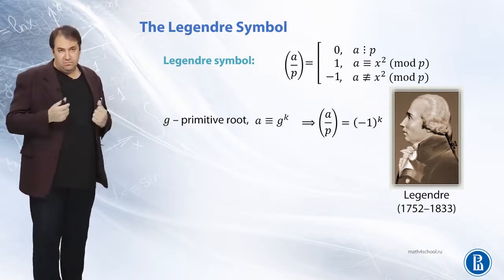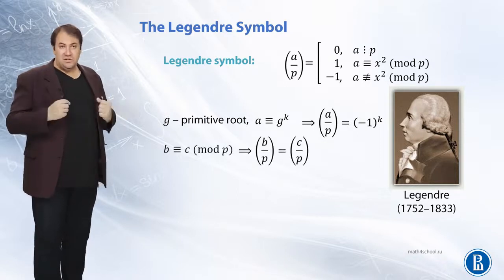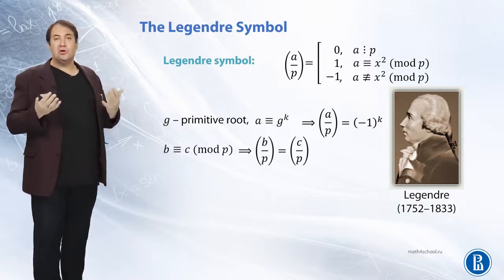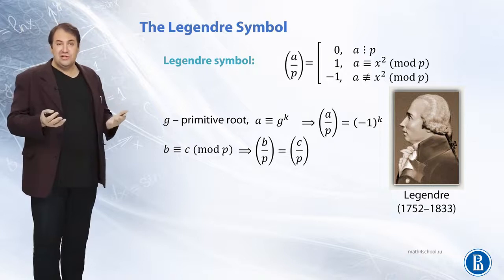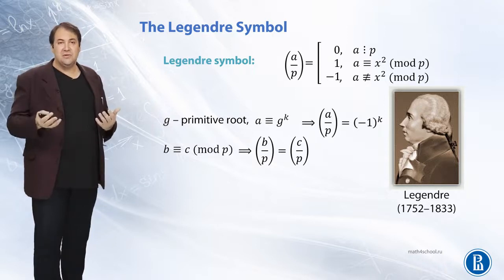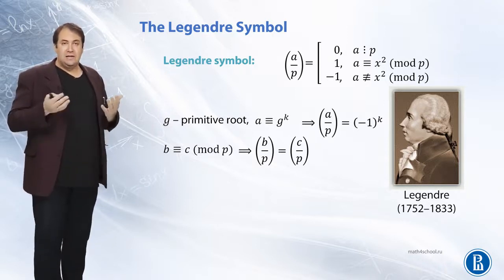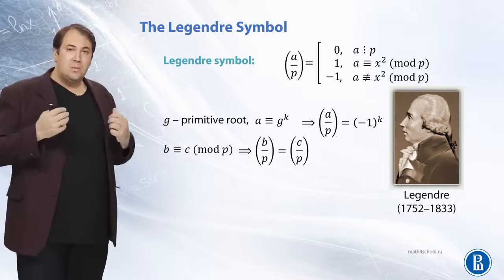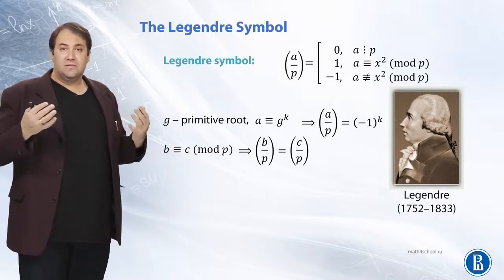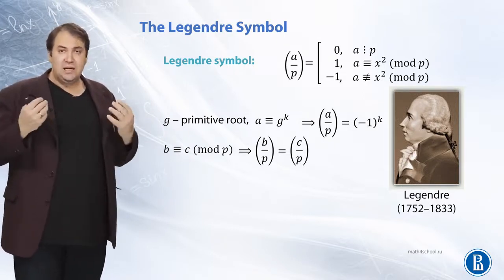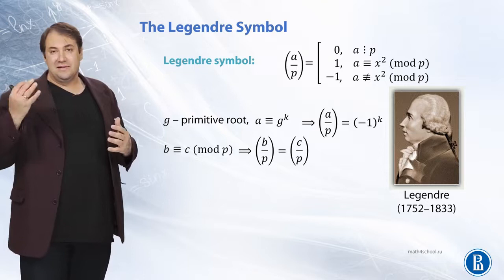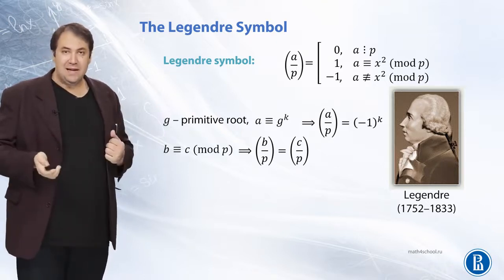Another very obvious property of the Legendre symbol: if b and c are congruent modulo p, then of course the Legendre symbol of b modulo p is the same as the Legendre symbol of c modulo p. We put this property on the slide because we will often use the Legendre symbol for different integers, and we need to understand that we can replace any integer by the integer with the same remainder modulo p.